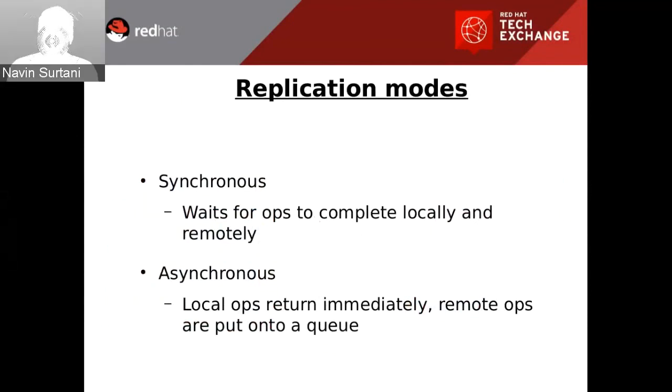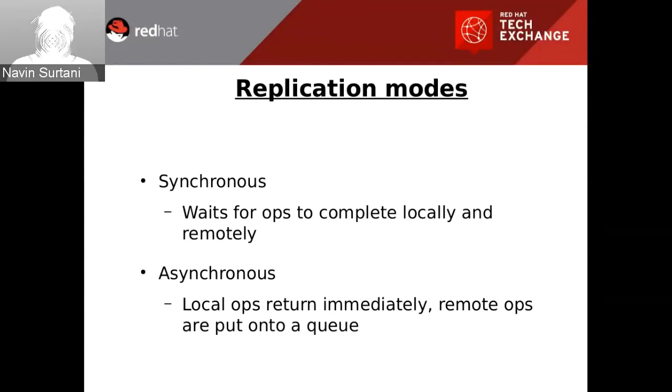So the replication modes, there are two of them. That's pretty straightforward, synchronous and async. So for sync, we'll wait for the op to complete locally and remotely, and only at that point do we return. For async, the local ops will return immediately, because that operation is quite fast, and then the remote ops will be put onto a queue and be processed separately.